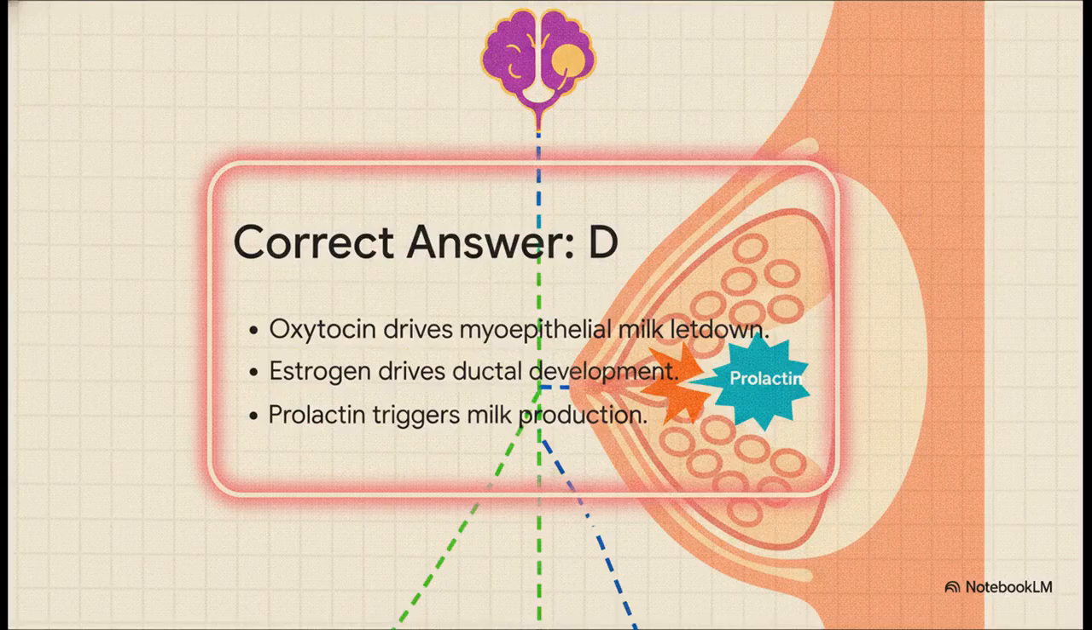D is the correct pair. Oxytocin, which gets released by cues like suckling, drives the immediate contraction of those surrounding myoepithelial cells to literally squeeze and expel the milk. That's your letdown reflex. On the other hand, estrogen is mostly responsible for ductal development, progesterone handles lobular maturation, and prolactin is the actual trigger for milk production or lactogenesis. The final exam pearl to always keep straight: distinguish prolactin, which makes the milk, from oxytocin, which ejects the milk.